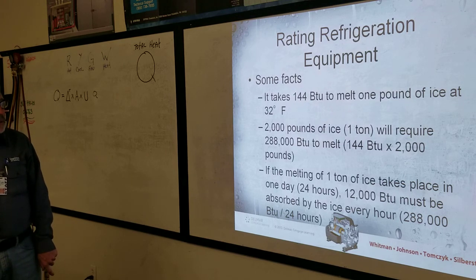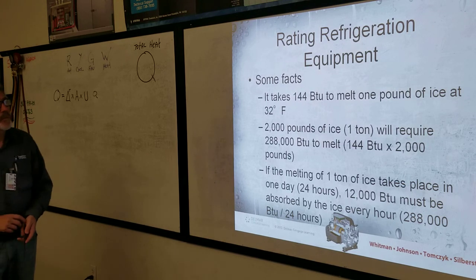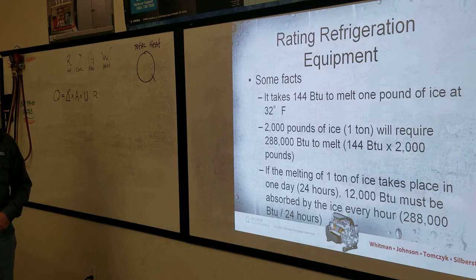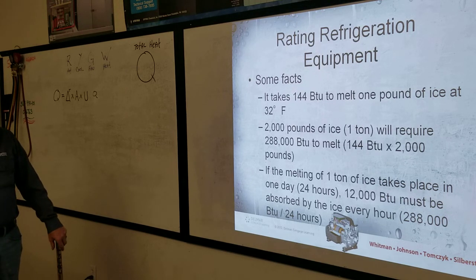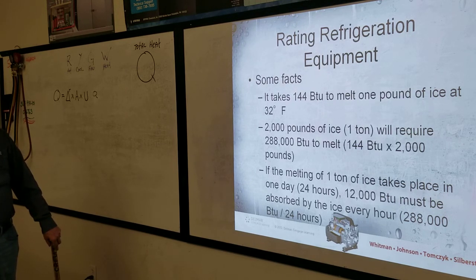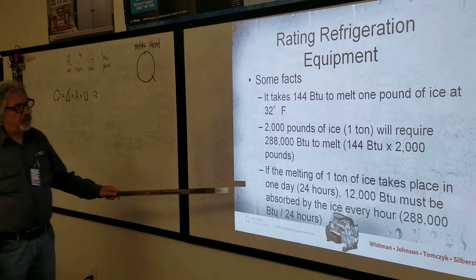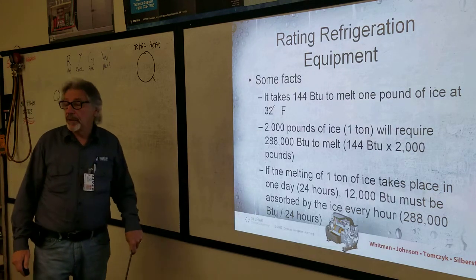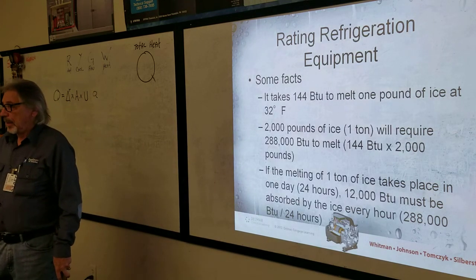Some facts. It takes 144 BTU to melt 1 pound of ice at 32 degrees Fahrenheit. 2,000 pounds of ice, 1 ton, will require 288,000 BTU to melt. That's 144 BTU times 2,000 pounds. If the melting of 1 ton of ice takes place in 1 day, 24 hours, 12,000 BTU must be absorbed by the ice every hour. 288,000 BTU divided by 24 hours. So that's where we get our 12,000 BTUs per ton.